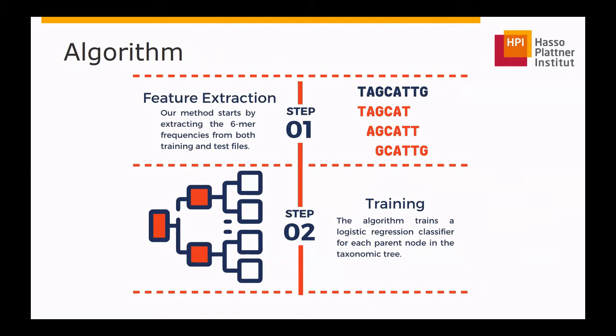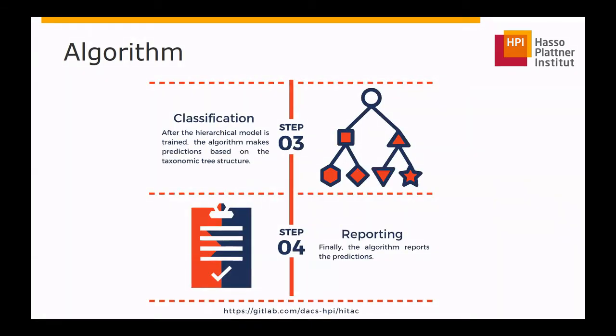Next, HiTaC trains a logistic regression classifier for each parent node in the taxonomic tree. After training, HiTaC can make predictions for the test data, following the taxonomic tree structure. Lastly, HiTaC's algorithm finishes by reporting the predictions.